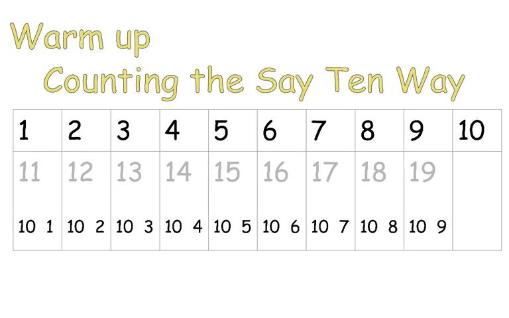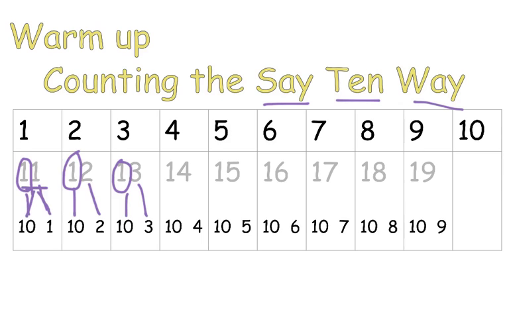Okay, and we're going to do another activity, and this is called counting the say 10 way. So what we're going to do here is for the teen numbers, instead of saying 11, we're going to say 10, 1, because this one is actually representing 10. And then the second one is showing the 1. So for 12, again, we're going to say 10, 2. For 13, we're going to say 10, 3. Okay? This is called counting the say 10 way.